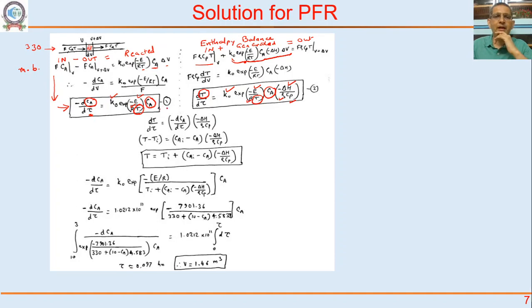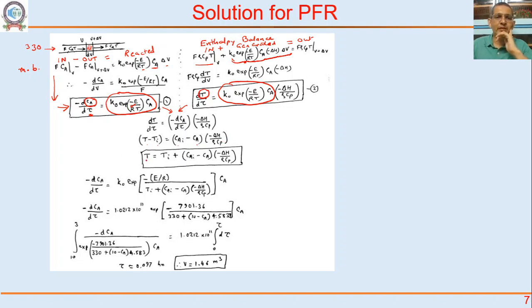But like last time, we can write these two together. Look at the common term. Look at the right hand side. Right hand side is K naught exponent of minus E by RT into Ca. The same thing appears here. K naught exponent of minus E by RT into Ca. That is the rate expression. Right? So I can simplify as T minus Ti is equal to Cai minus Ca into delta H by rho Cp.